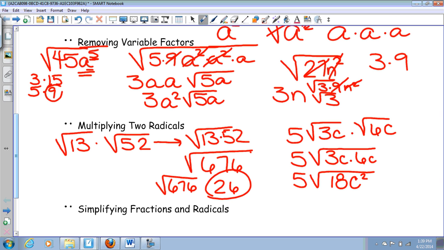The square root of 18 is the same as 3 times the square root of 2 because 9 is the perfect square. So now it becomes 5 times 3 because we brought the 3 out, and then c squared, so c, square root of 2. 5 times 3 is 15, c square root 2.